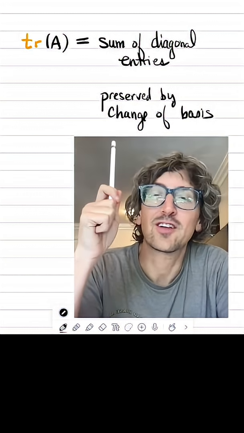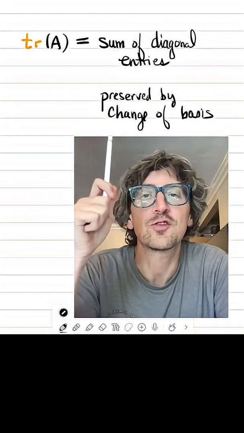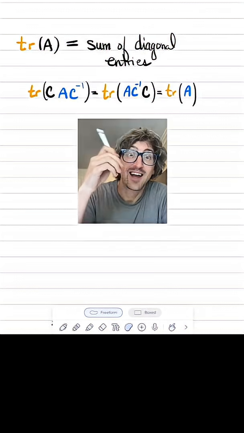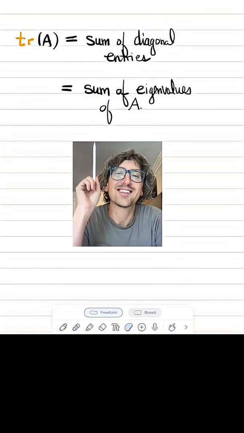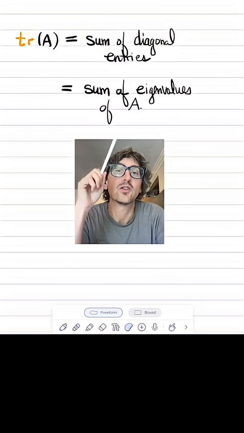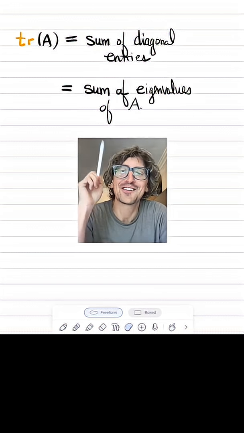The trace of a matrix is actually a pretty important invariant because it's preserved upon change of basis. And actually it follows from what we just proved. It's also true that the trace of a matrix is exactly the sum of the eigenvalues taken with multiplicity. Lots of cool stuff going on.